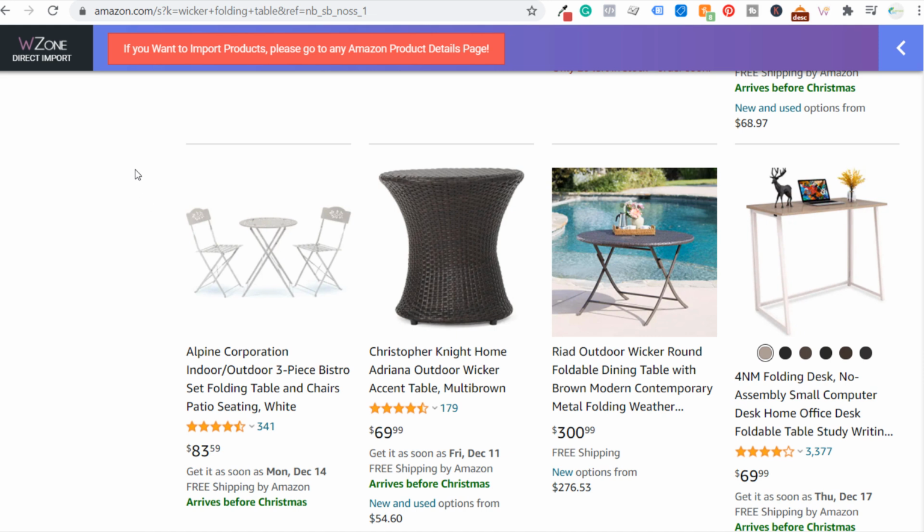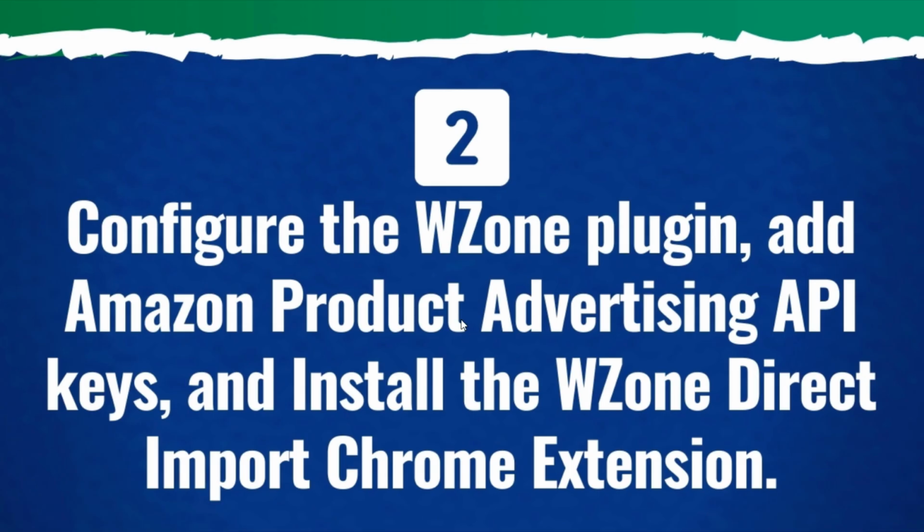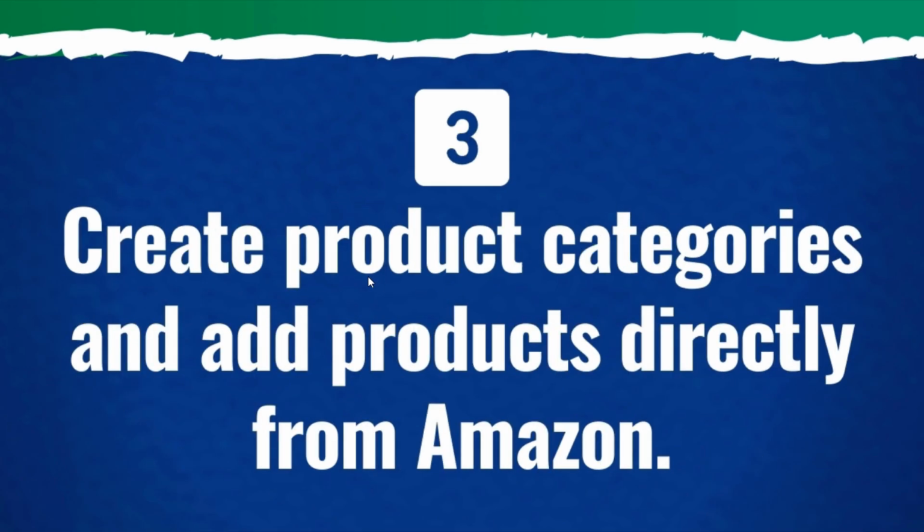So I really wanted to spend as much time as I could on this third portion, creating product categories and adding products directly from Amazon. These are some of the things that I think about as I'm adding products. If you have any questions, please leave them in the comment section. I'll try to answer them for you. But it's something you'll get better and better at over time. It's a really easy process. It just takes a lot of time.